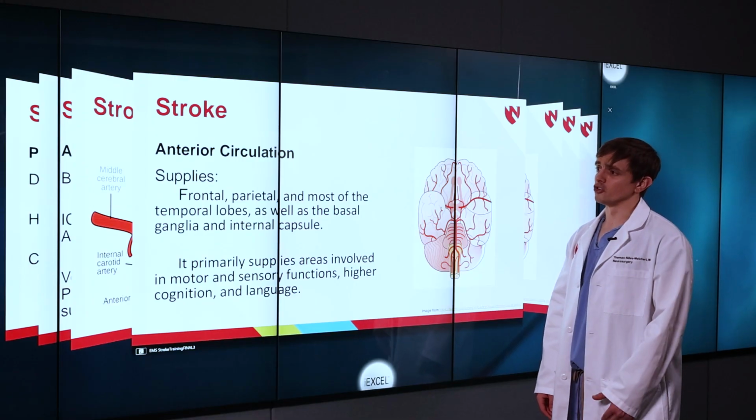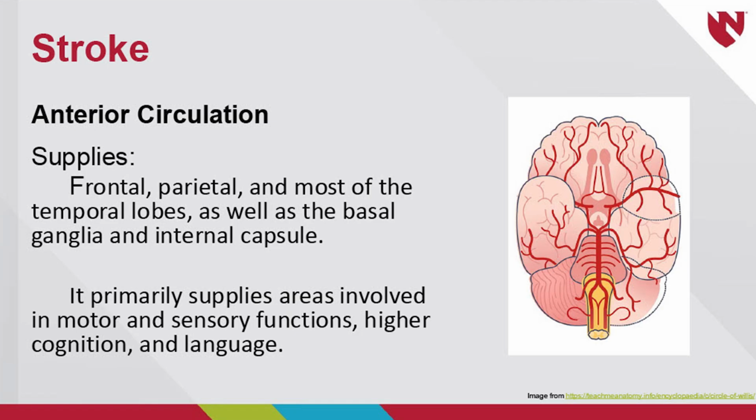The anterior circulation supplies the frontal, parietal, most of the temporal, as well as part of the deep nuclei of the brain. And these areas are important for higher motor functioning, such as movement, sensation, as well as high cognitive function. There are also many parts of language that are involved in this area.